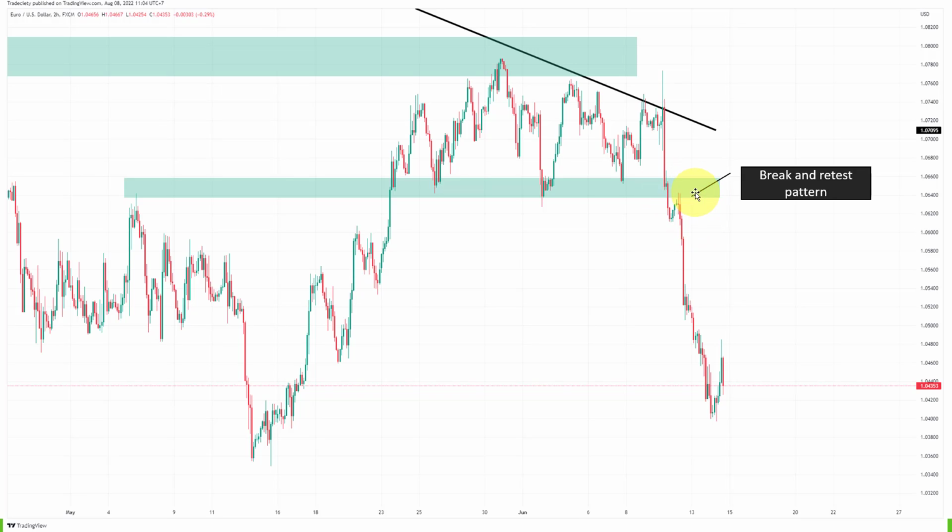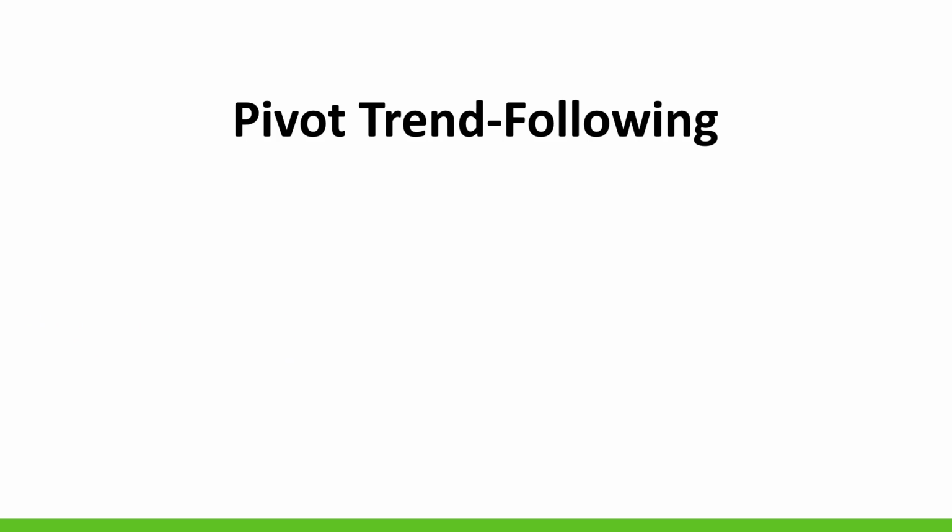Don't make the mistake to just sell because the market hit the level. You need to make sure that the market is showing you signs of bearishness coming back into the market. And then the initial drop is often, not always, but often very, very strong. One of my favorite ways to trade trend following is using the pivots.